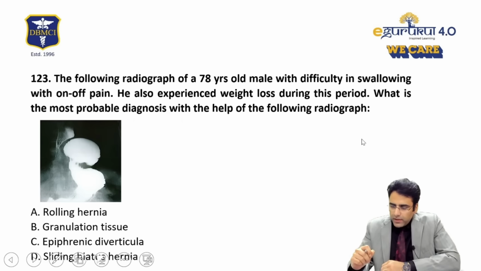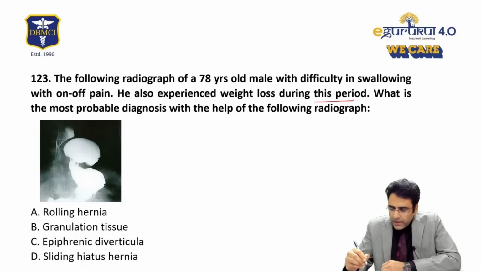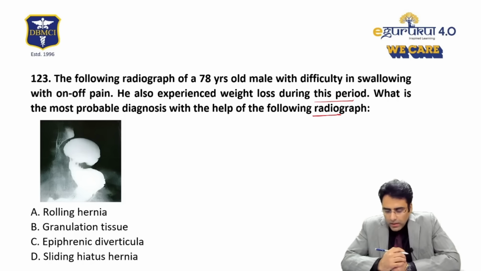Now, the following radiograph of a 78-year-old male with difficulty in swallowing with on and off pain. He also experienced weight loss during this period. What is the most probable diagnosis with the help of the following radiograph? So the options are rolling hernia, granulation tissue, epiphrenic hernia, sliding hiatus hernia.